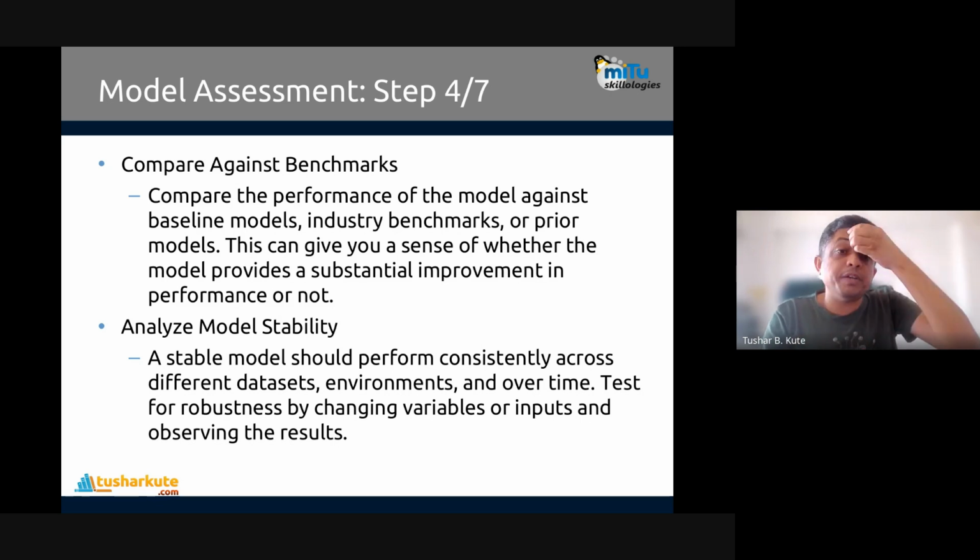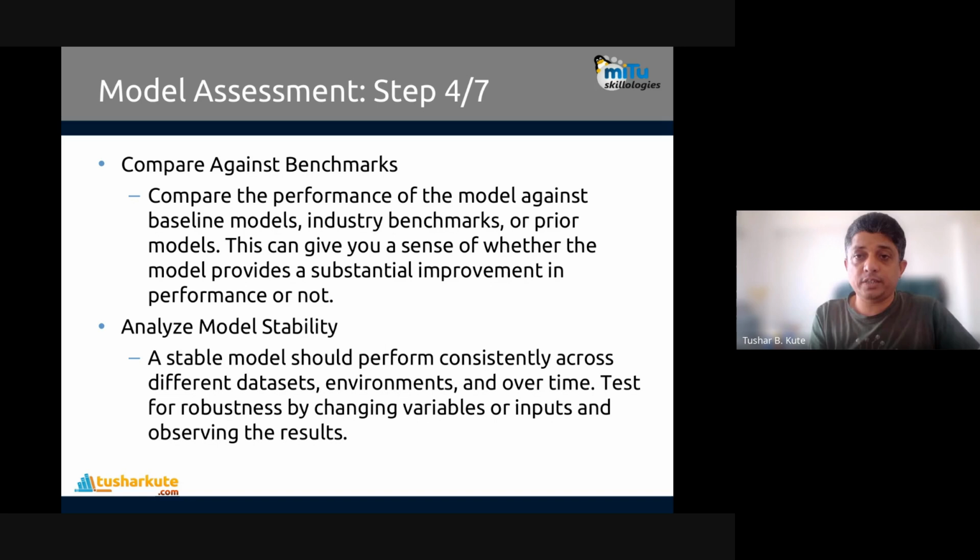Step number 5, analyze the model stability. A stable model should generate similar results on different kinds of data. It should perform consistently across different data sets, environments, and over time. Test for robustness by changing variables or inputs and observe the results. You can have all kinds of inputs and variables and observe the results accordingly.